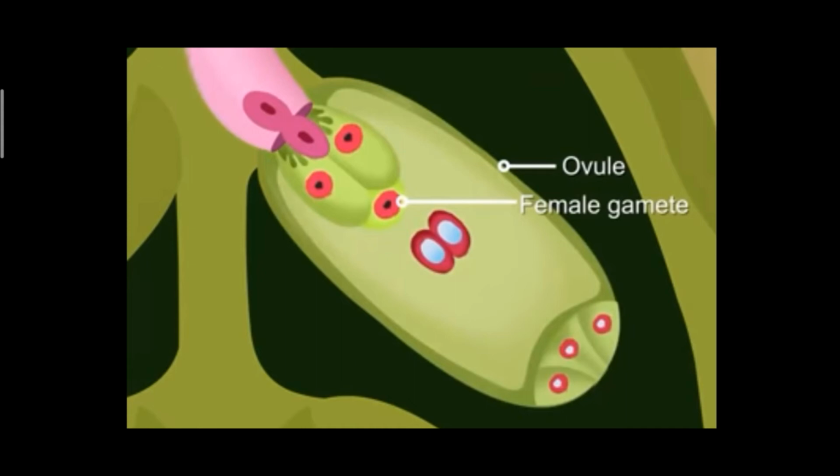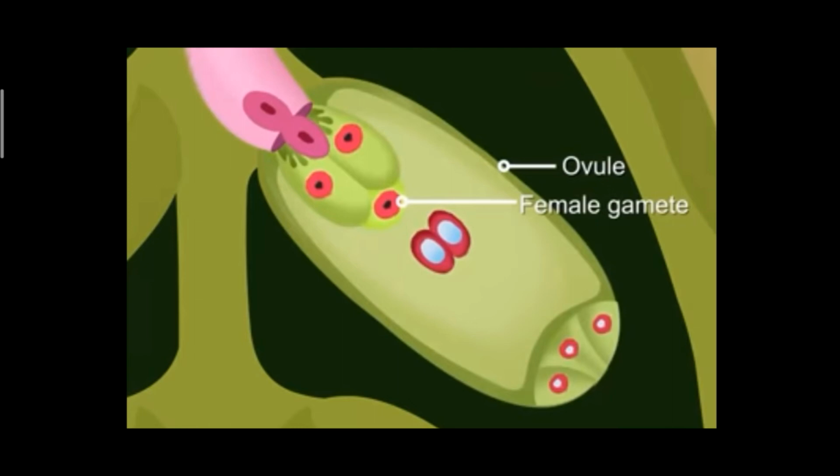The first fertilization is between the male gamete and the egg cell, that means the female gamete. The male gamete fuses with the female gamete to form the zygote. That is the first fertilization. Next, the second fertilization: the second male gamete fuses with the polar nuclei, which are present in the middle of the ovule, to form endosperm.